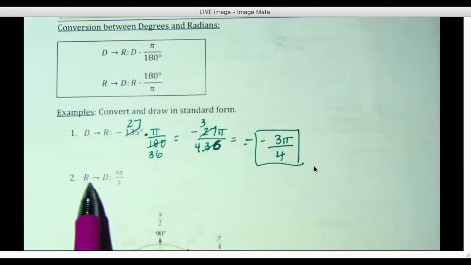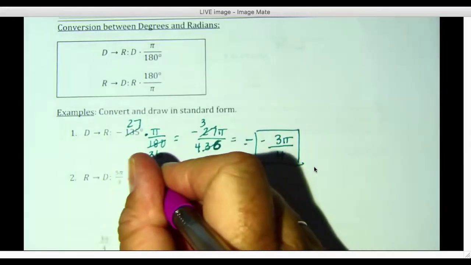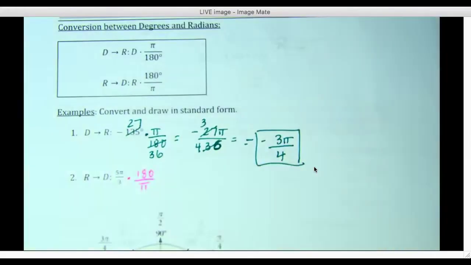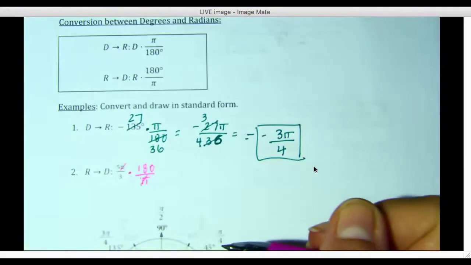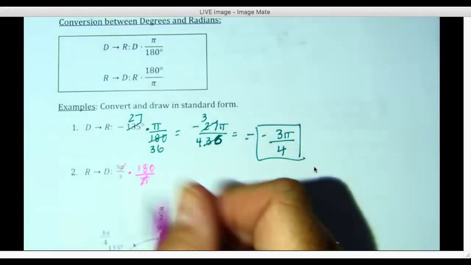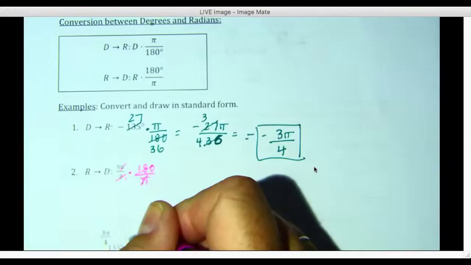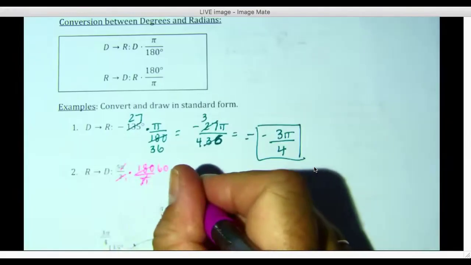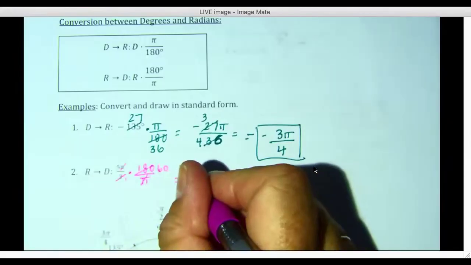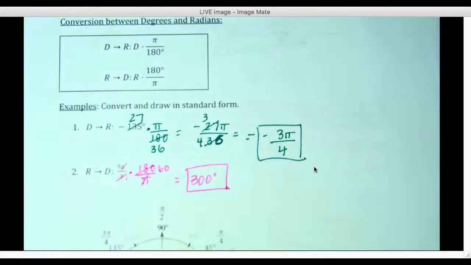The next one, we're going from radians to degrees, and we multiply by the opposite, so 180 over pi. We do that in order to get these pi's to cancel out. And 3 and 180 are both divisible by 3. 3 divided by 3 is just a 1 now. 180 divided by 3 is 60. So I have 5 times 60, and that is 300 degrees. And so that is converting those radians into degrees.